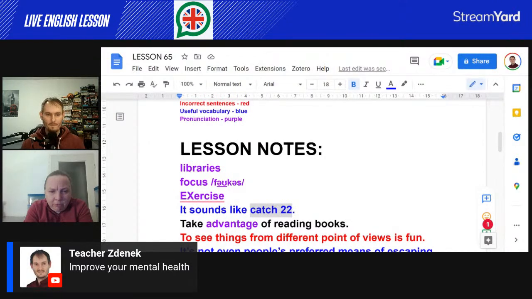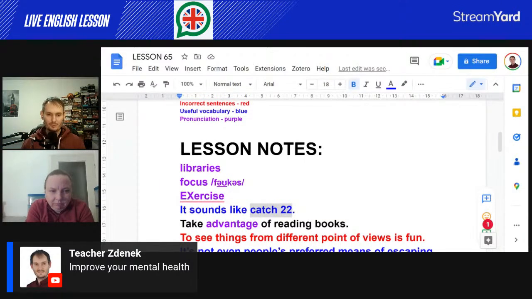It comes from a book that is named this way. I'm unable to say more about it, but I think it's a book about war, about a soldier that goes to war and probably wants to avoid it because he's insane, but because he's insane, he's unable to make the decision for himself, and that's why he has to go to war or something like that. So it's like a paradoxical situation.